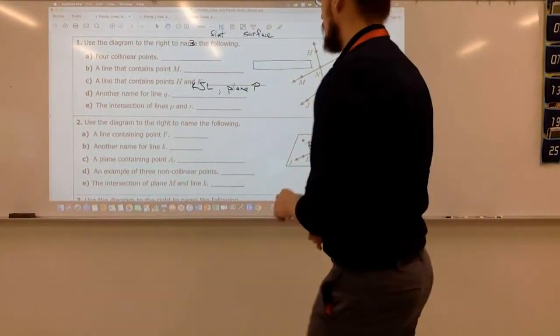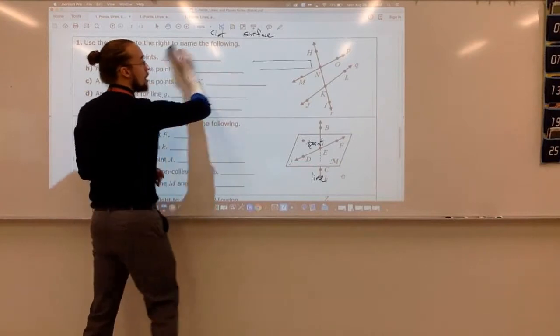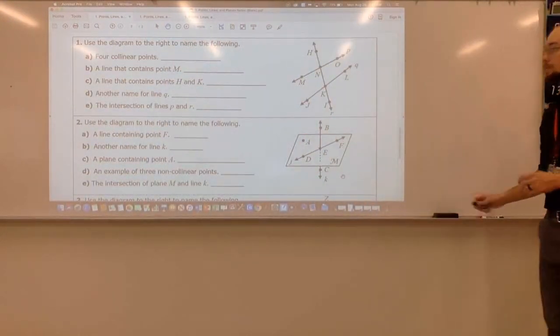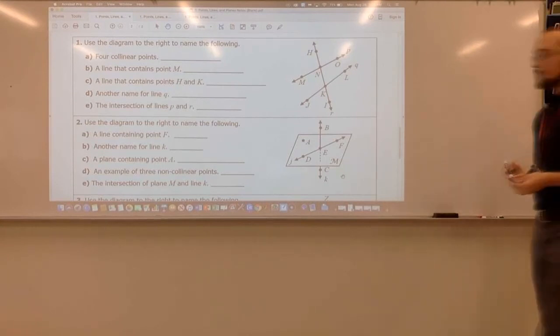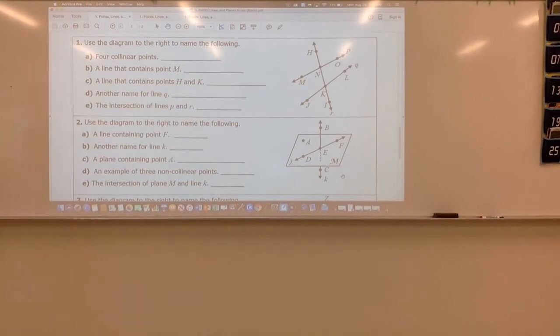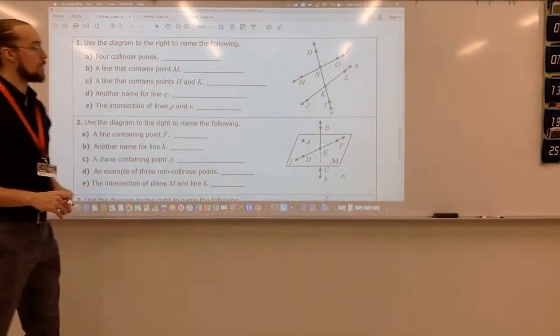Right? So for some of these, there is more than one correct answer. For some of them, there is only one correct answer. Right? But let's go through one of these together, and then I'll have you guys work together on the next three. All right? So, number one, we're looking at this diagram over here. We've got a bunch of points, a few lines.